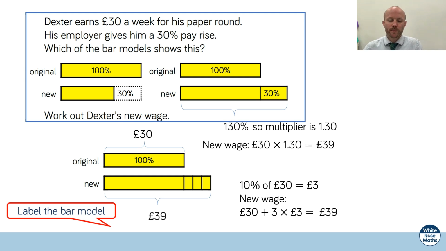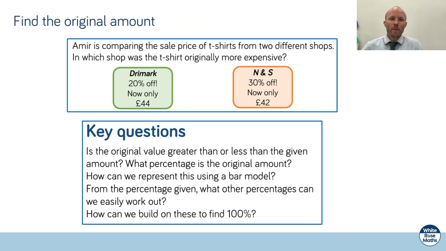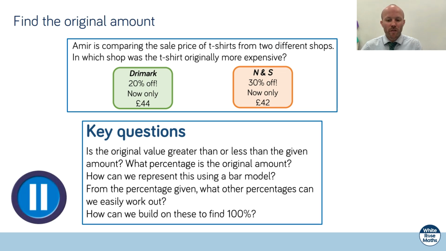What about finding the original amount then? Again, we'll be using bar models and key questions as prompts for the students as we go along. We're not going to actually answer this question. I'm just going to focus on Drymark, on the 20% off, now only £44. Why not pause the video and have a look at those key questions and think about when you would use those questions live modelling to a class.